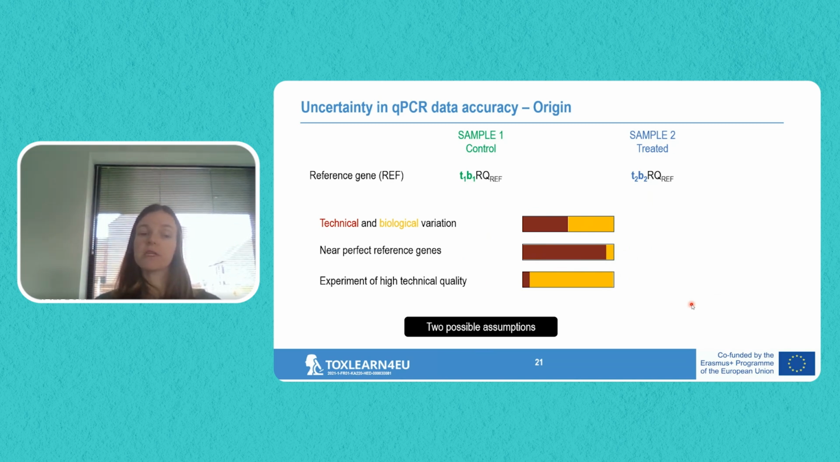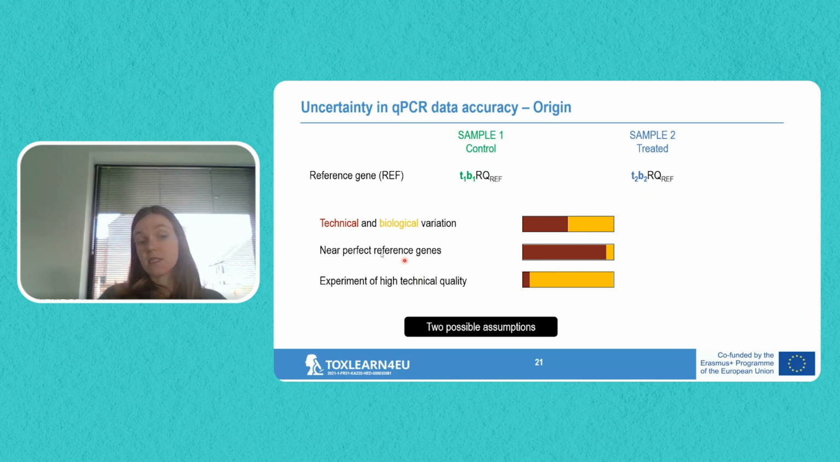And what do I mean with an experiment of high technical quality? Well, this would mean that the RNA concentrations would be extremely similar between the different samples. There would be no PCR inhibitors present. The efficiency of cDNA synthesis is exactly the same between the different samples, and so on.